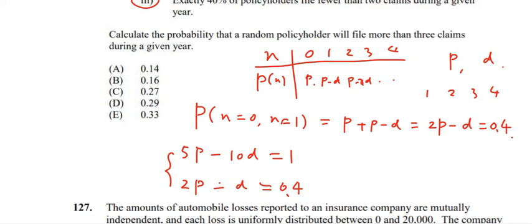So what we want to find is to calculate the probability that the policyholder will file more than 3 claims. More than 3 is just equal to 4. Okay, so n equal 4, right? We just need to find this.